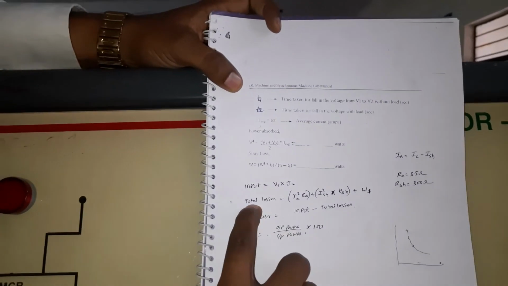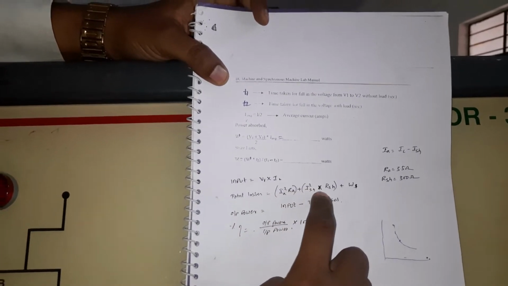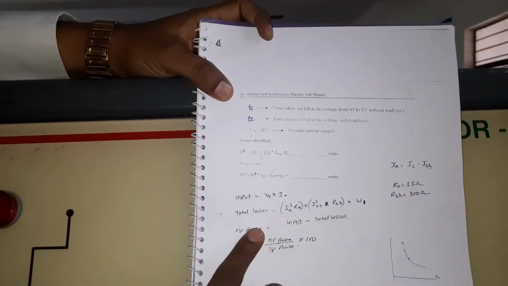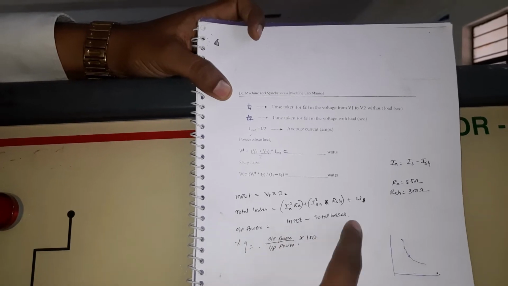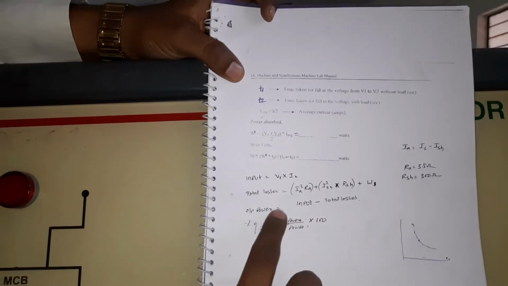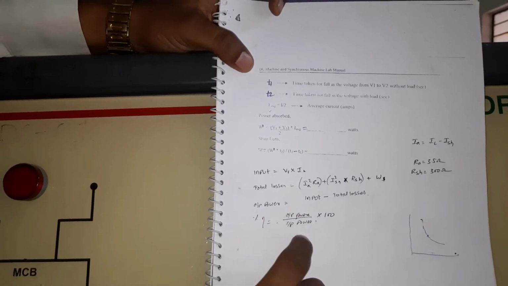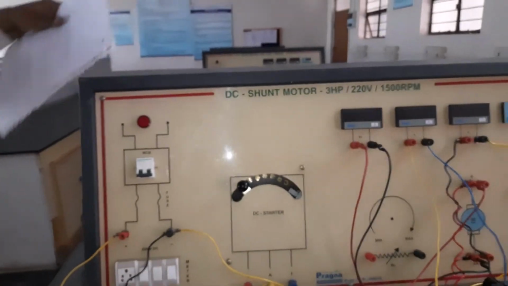Then total losses is equal to I square Ra plus Ish square into Rsh plus this W. So this gives the total losses, and output power will be input minus total losses. This will give the output power. Finally we will get percentage efficiency, which is equal to output power by input power into 100. Now we will start the experiment.